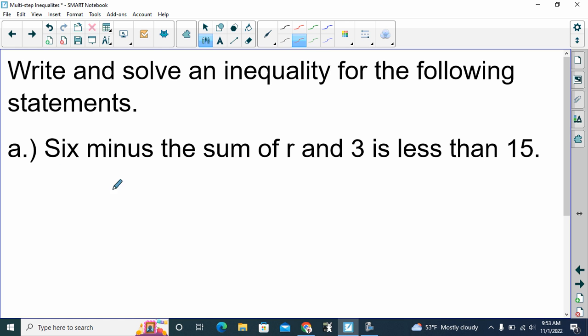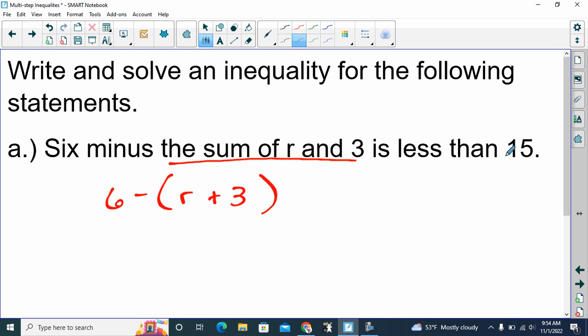So 6 minus. We want to subtract the sum of r and 3. The sum means to add. I want to subtract the entire sum of r and 3. So I want to take 6, and I want to subtract the sum of r and 3. There's the sum of r and 3. I want to subtract the whole thing, so I put it in parentheses.